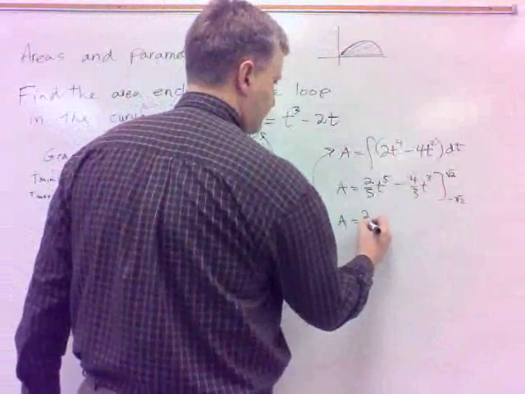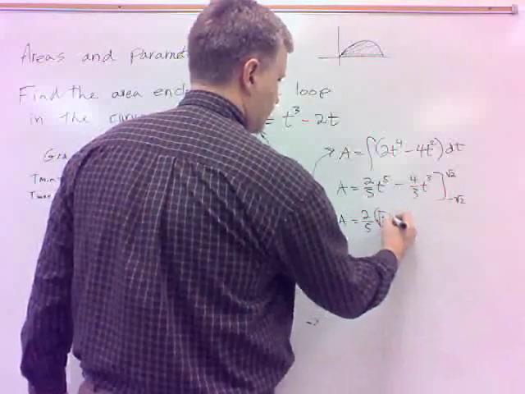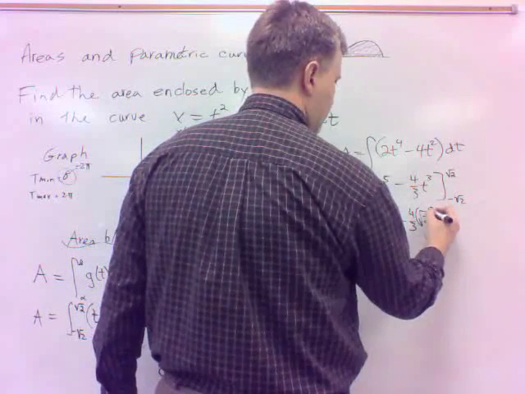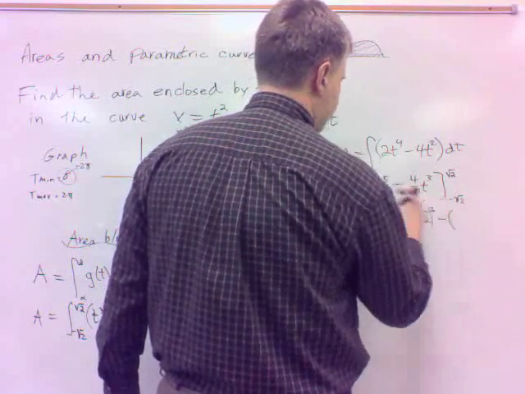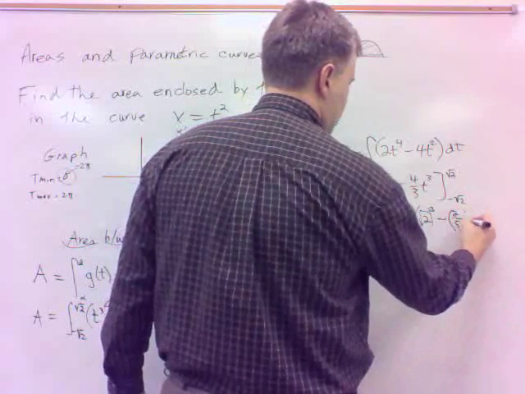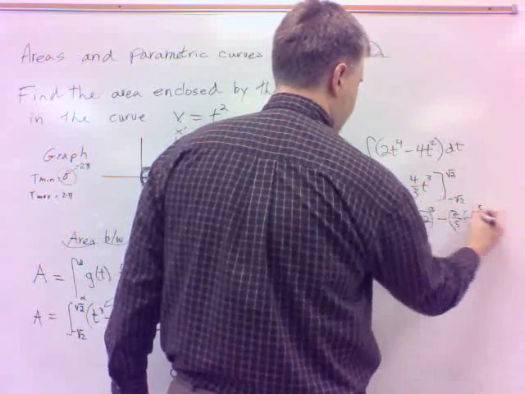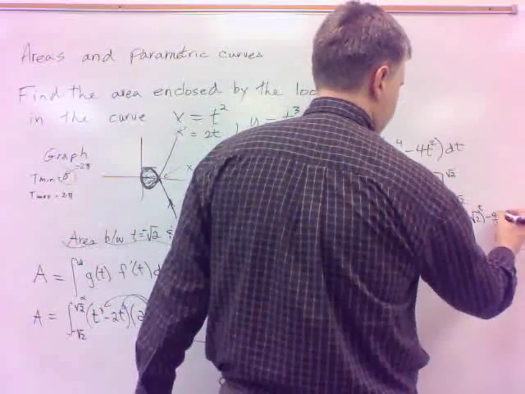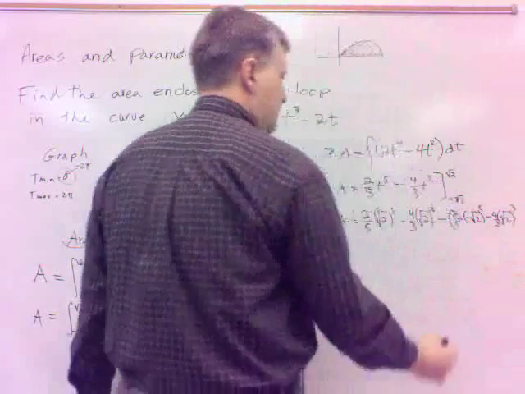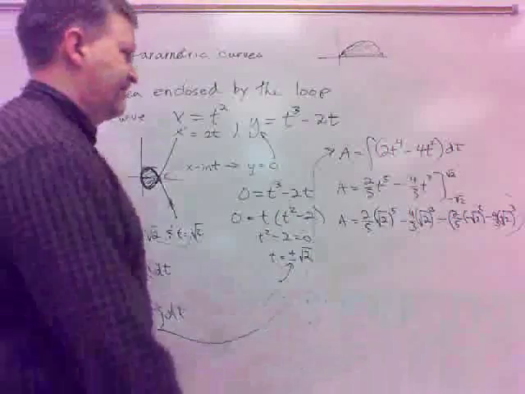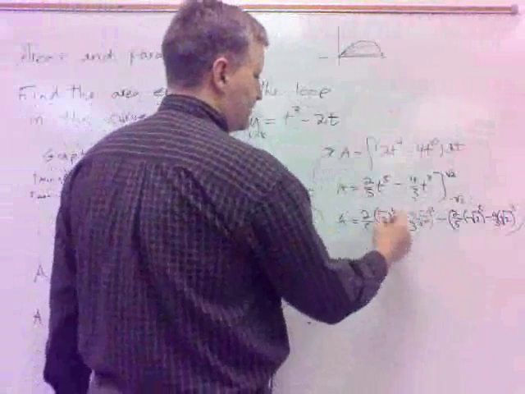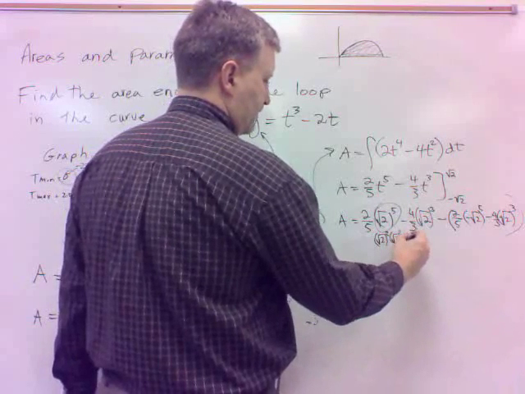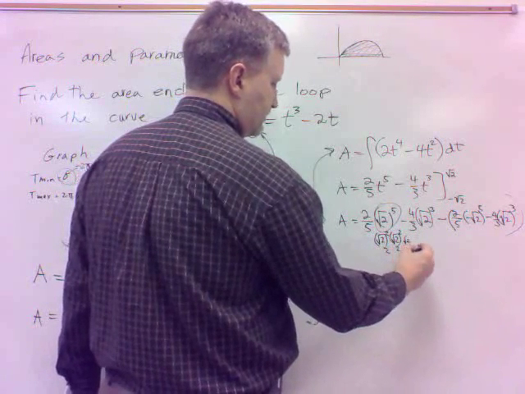And so that would be 2/5 square root of 2 to the fifth minus 4/3 square root of 2 cubed, minus, plug in the negative square root of 2, so it'll be 2/5 times minus square root of 2 to the fifth minus 4/3 square root of 2 to the third, negative square root of 2 to the third. All right. Well, as far as simplifying this, square root of 2 to the fifth, well, you got square root of 2 squared, square root of 2 squared, that'd be the fourth, and then another square root of 2. So that's 2, that's 2, that's square root of 2. So that's 4 square root of 2.